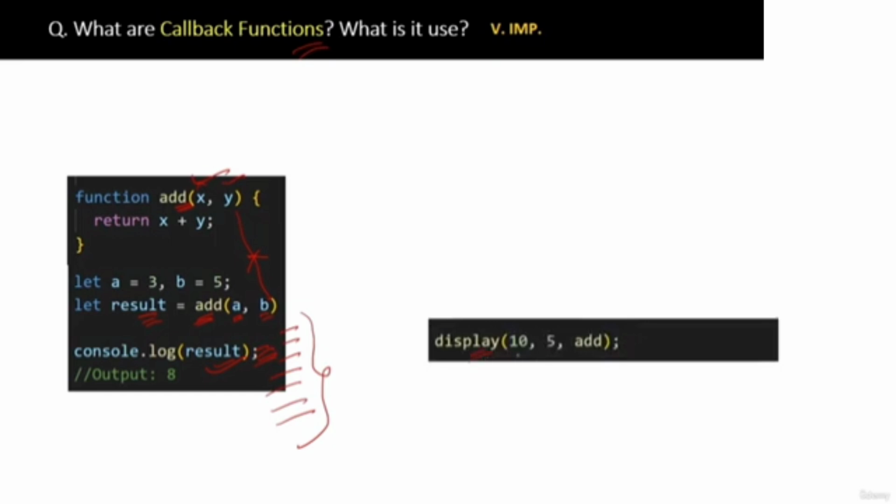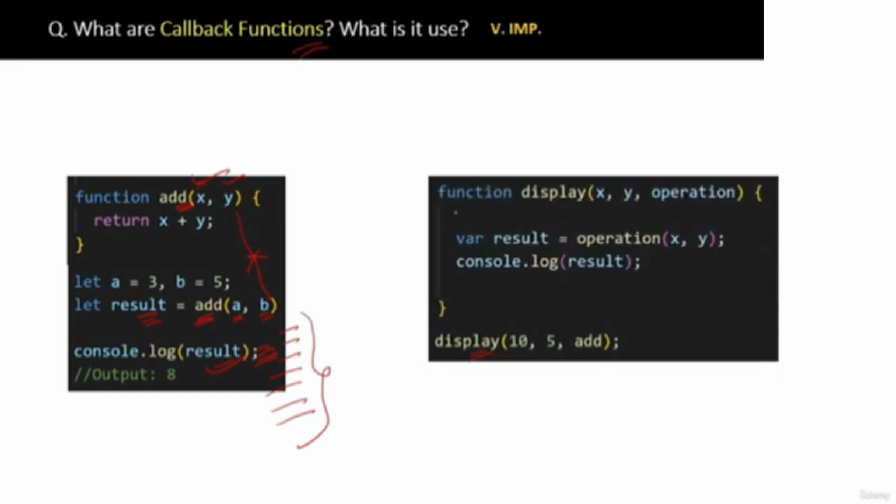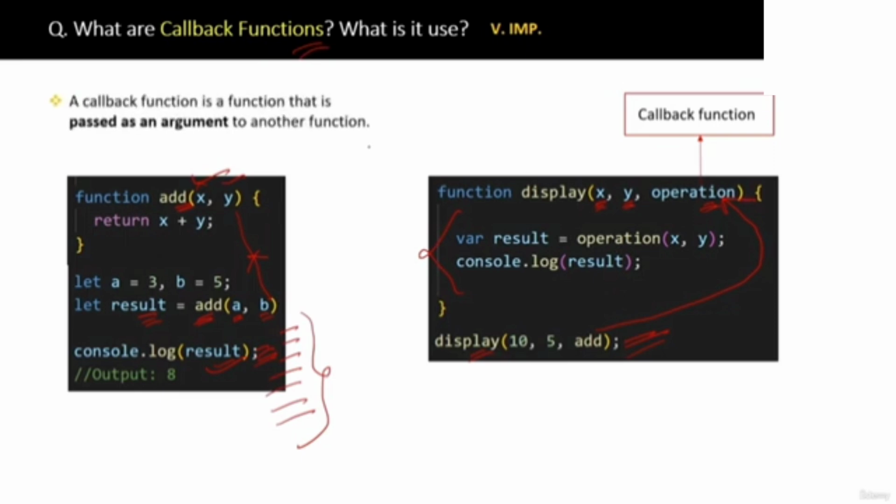And here we will put the complete code of the display method. Here you already know x and y, they are the parameters. But what is the operation here? Yes, the operation is the callback method only. When we were calling the display method, we were passing this add function as the parameter, which we are receiving in the operation here. So finally, the definition of a callback function is: a callback function is a function that is passed as an argument to another function. I hope you got it right.